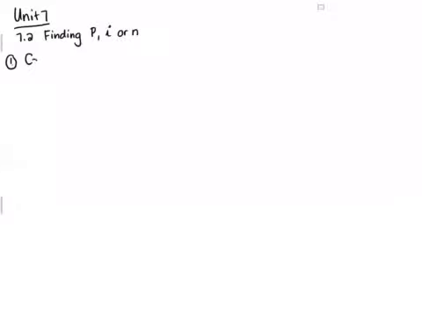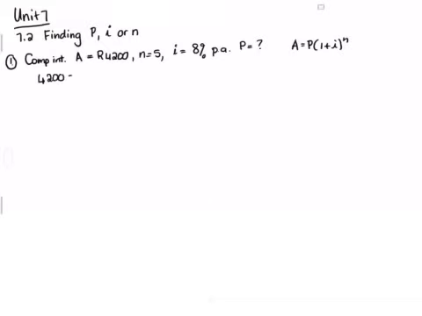So in the first one, let's say it is compound interest, and I want 4,200 Rand in 5 years' time, and the interest rate is 8% per annum. I want to know how much must I invest now. So it's your compound interest formula, and you substitute everything that you do know. The P is the only one I don't know.